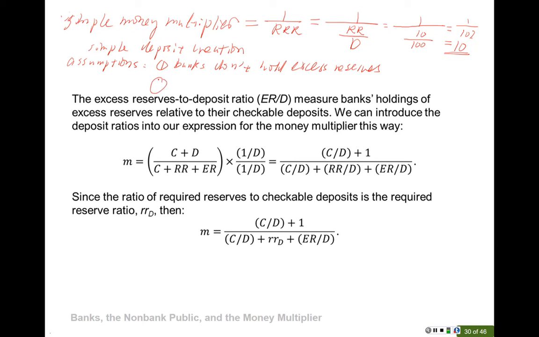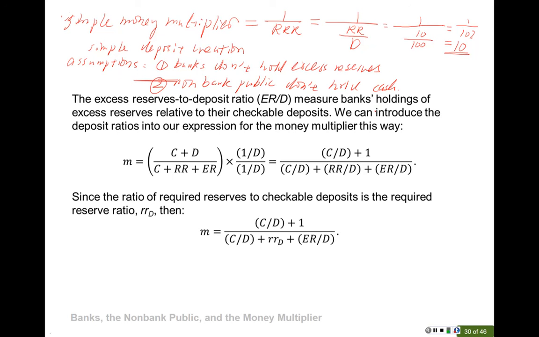And the second assumption is that the non-bank public does not hold cash. If you can recall, in our example of the simple deposit creation process, everyone, after they get loans, will use the loan to buy equipment, buy stuff, and then pay by check. So no one holds cash on hand. So those are the two assumptions we make for the simple deposit creation process.